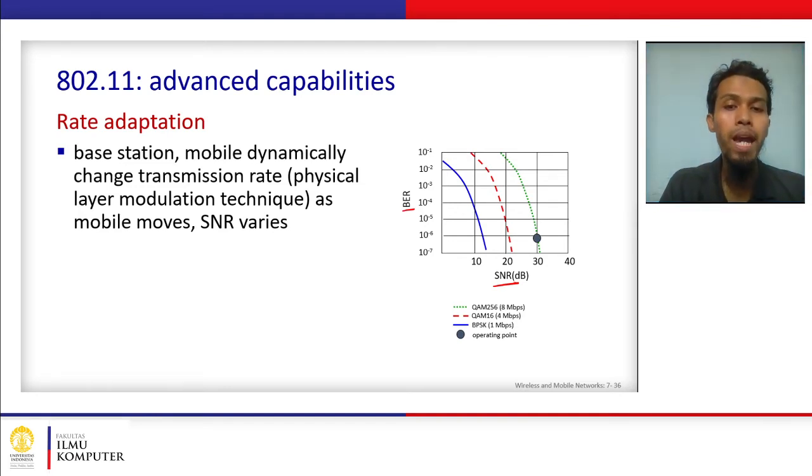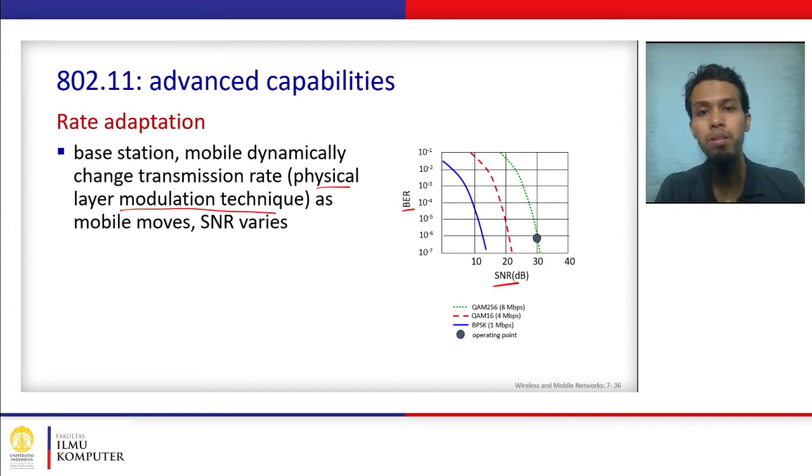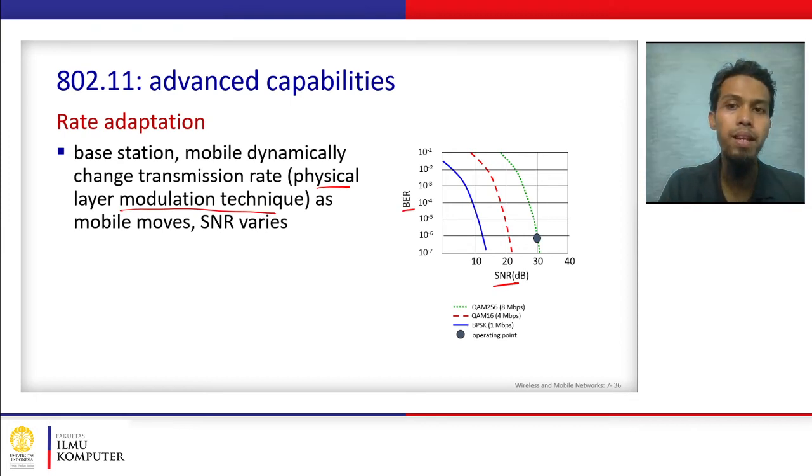So basically, we have to be able to adapt the physical layer modulation techniques and even the coding techniques, because sometimes we are moving closer to or farther away from the base station, and consequently we are receiving higher or lower SNR. So we have to be able to maintain the required BER. So how do we do that? We change our physical layer modulation technique as we are moving.